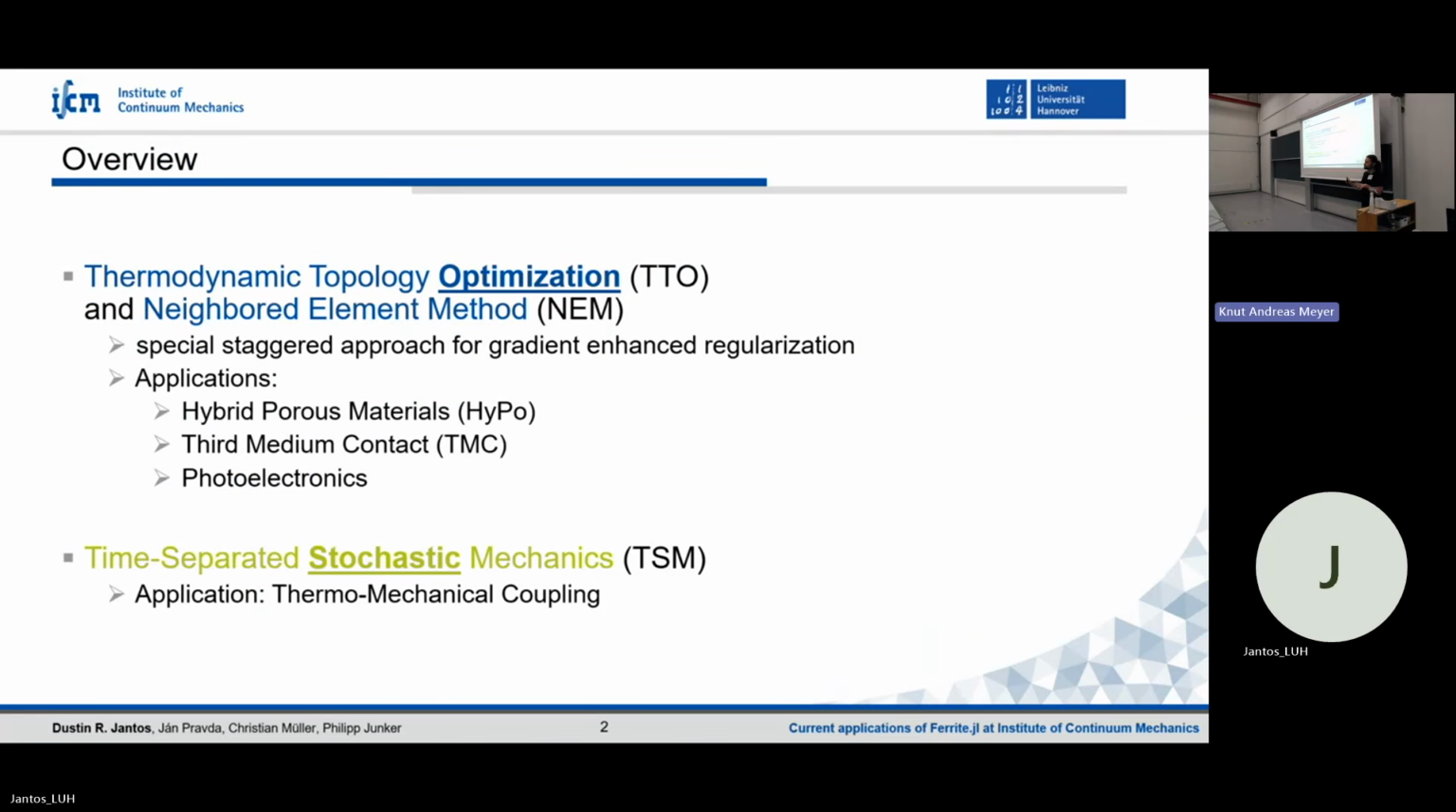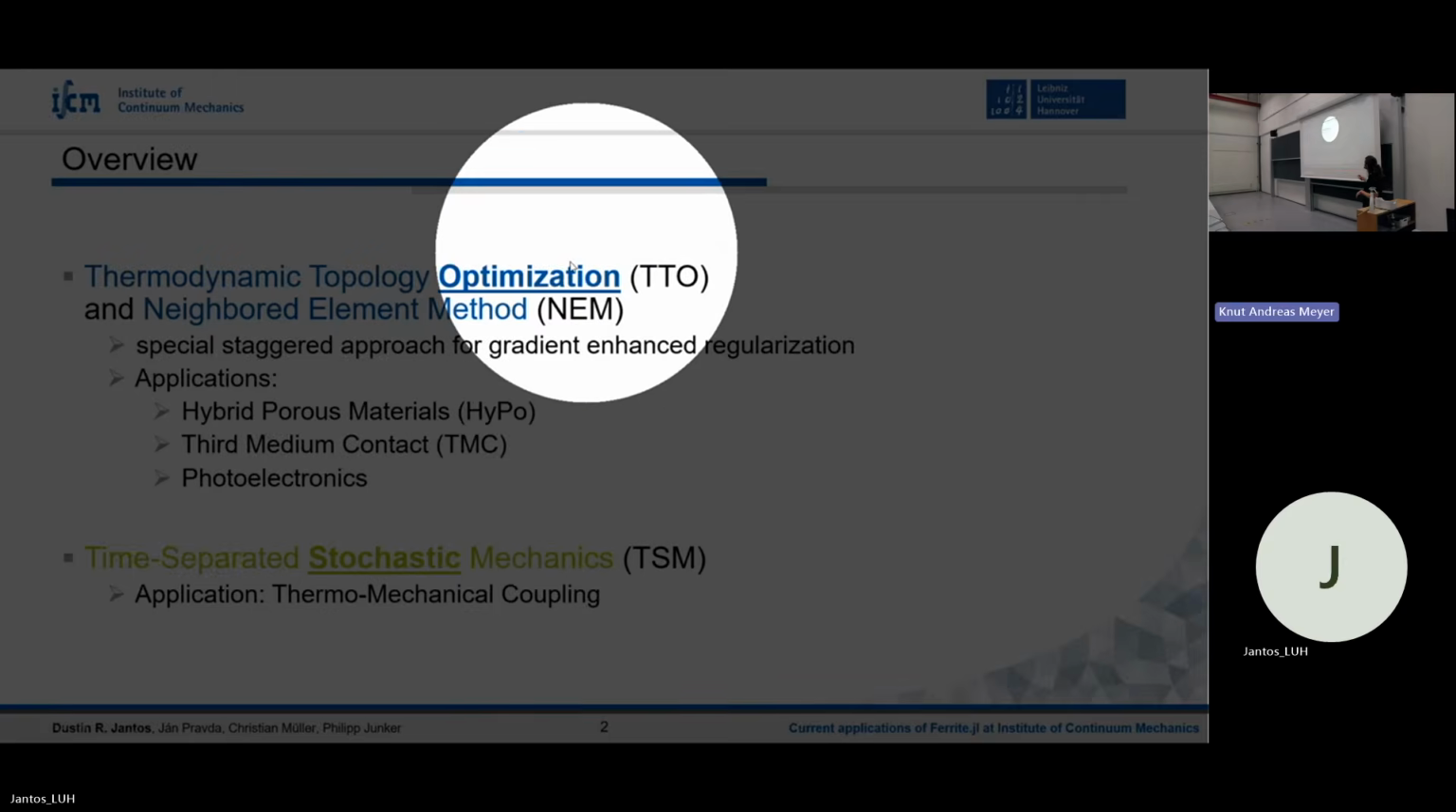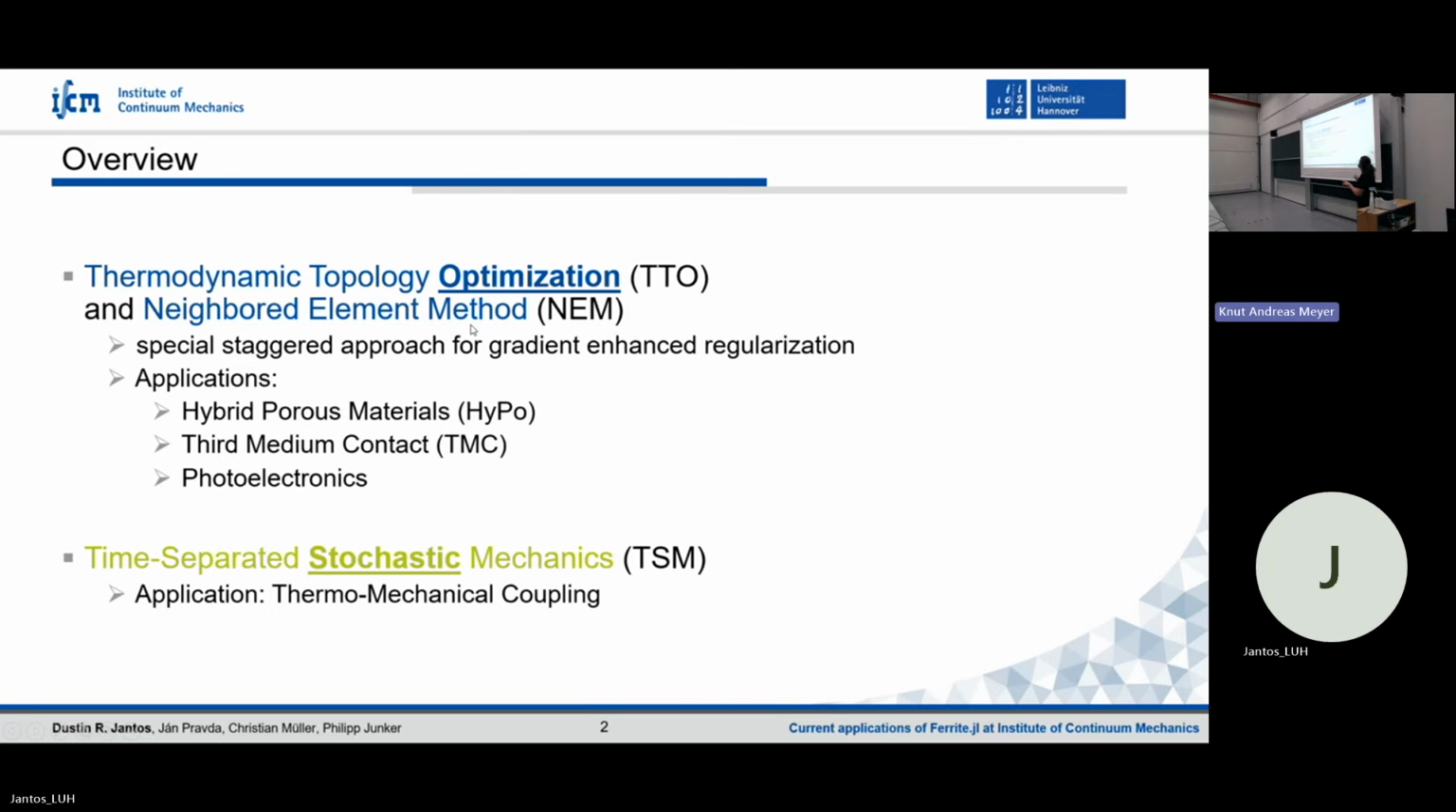I have two big topics. One is the topology optimization in general. We have a special approach, the so-called labeled element method we developed ourselves, which is a split of finite element and finite difference scheme to just speed things up.